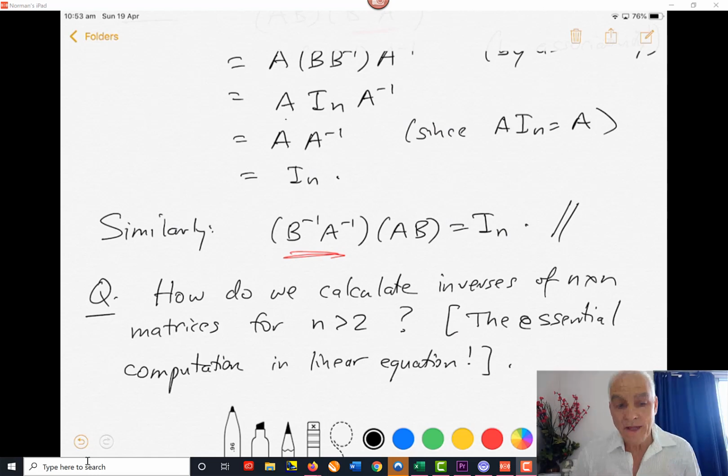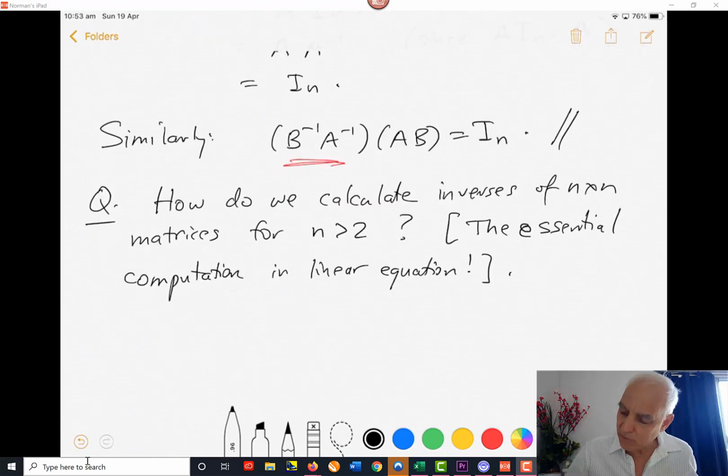And we'll see that it's actually very closely connected with the problem of solving a system of linear equations, which I also said was an essential computation. So these two problems are really almost parallel.